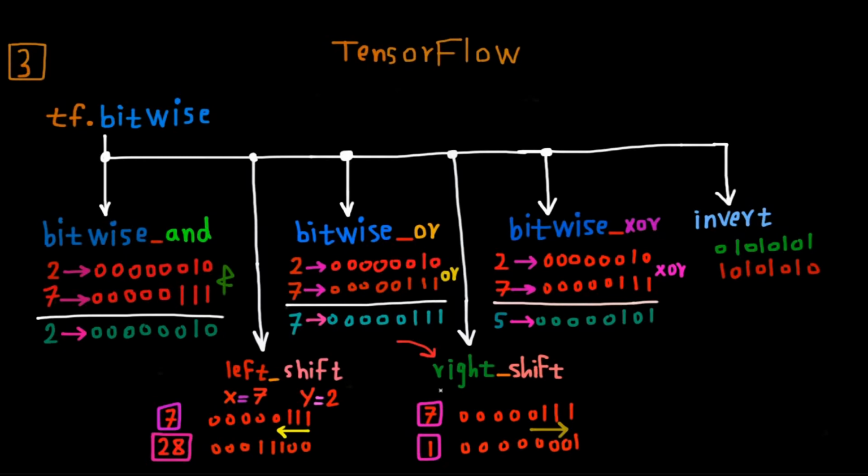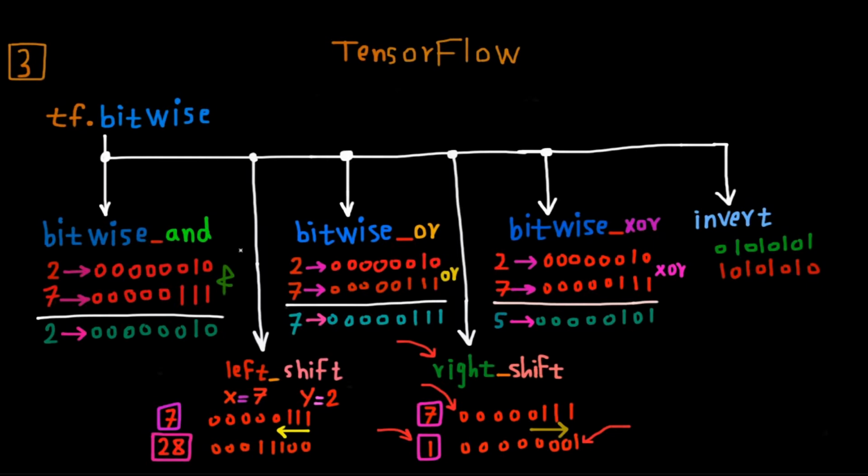When we apply the right shift function on this binary number, all the bits inside this binary number will be shifted to the right by y, which in this case is 2. And the result of the right shift function is here, which in decimal equals 1. The last thing you should know is that the output of all these functions, bitwise AND, bitwise OR, bitwise XOR, invert, left shift, and right shift, must have the same type as x.